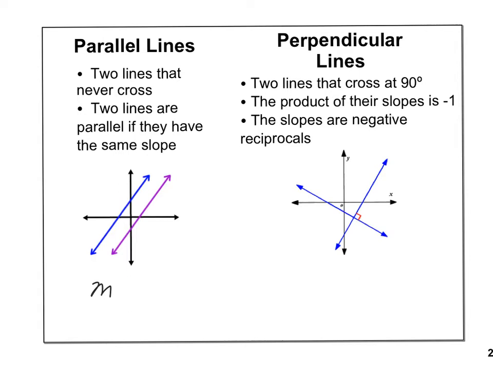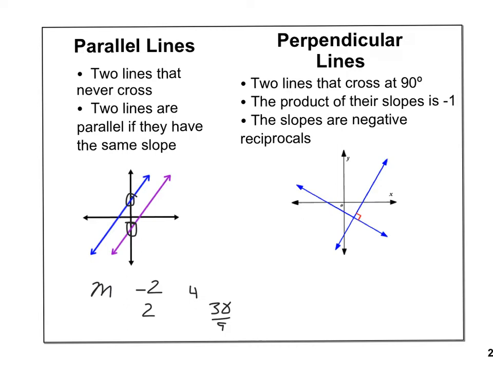So, for example, maybe their m value is -2. Or it could be 2, or 4, or 38/9. It doesn't matter what the value of m is as long as it's the same. You may also notice that the initial value or y-intercept of both of these lines are different.